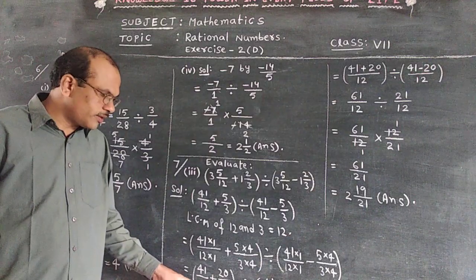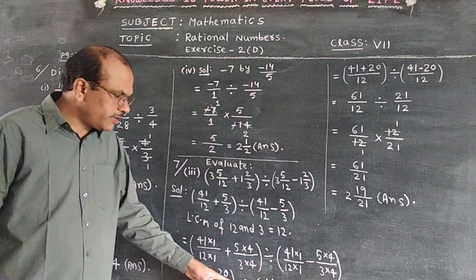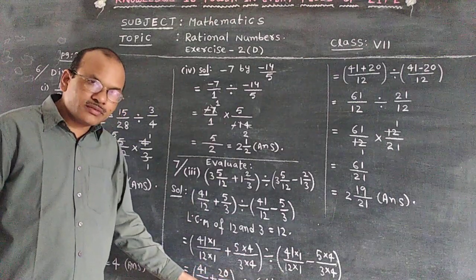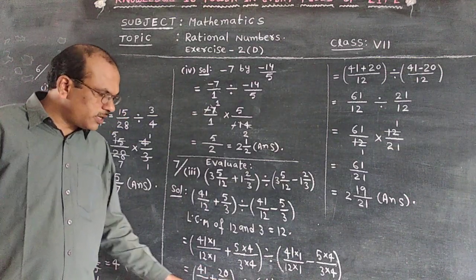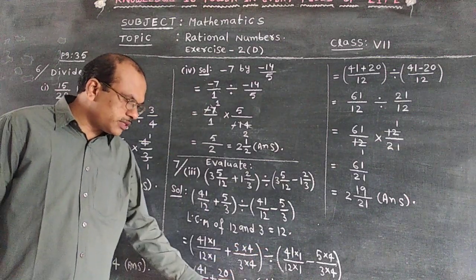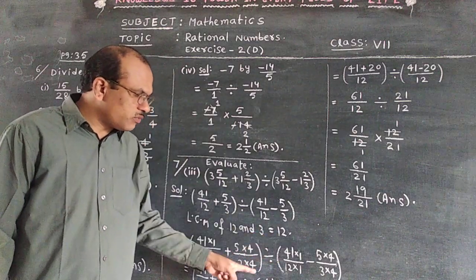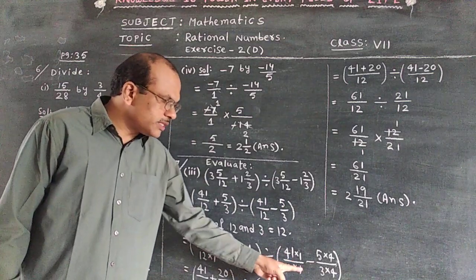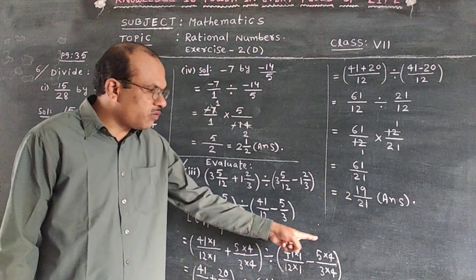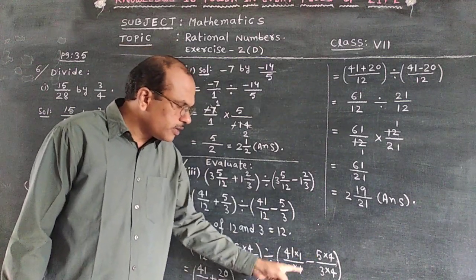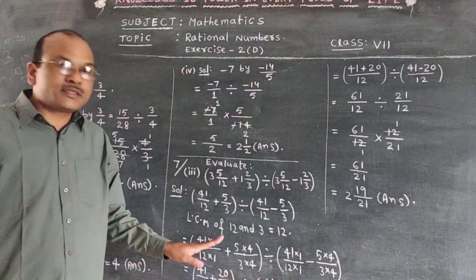Next part, 41 once, 41 by 12 once, 12. Am I correct? Yes. Plus symbol. 5 4s are 20 divided by 3 4s are 12. Is it clear for you children? So the first bracket has the same denominators, and the divided by symbol is placed as it is. In the second bracket, 41 ones are 41 by 12 ones are 12. Then minus symbol. Same way, 5 4s are 20 by 3 4s are 12.